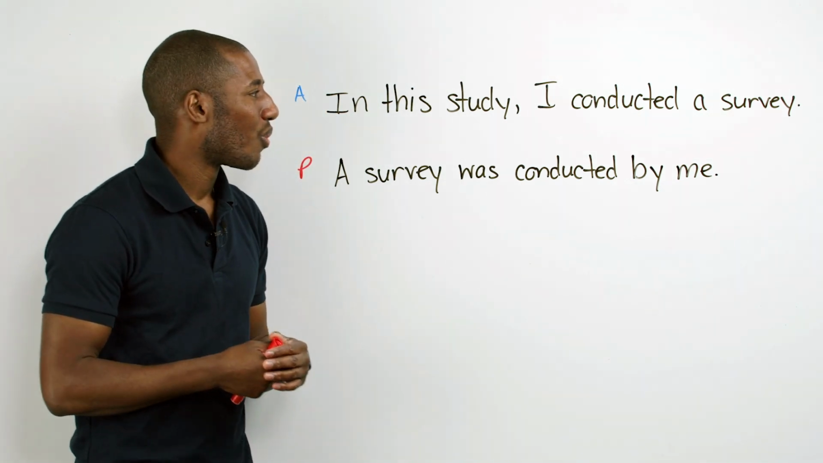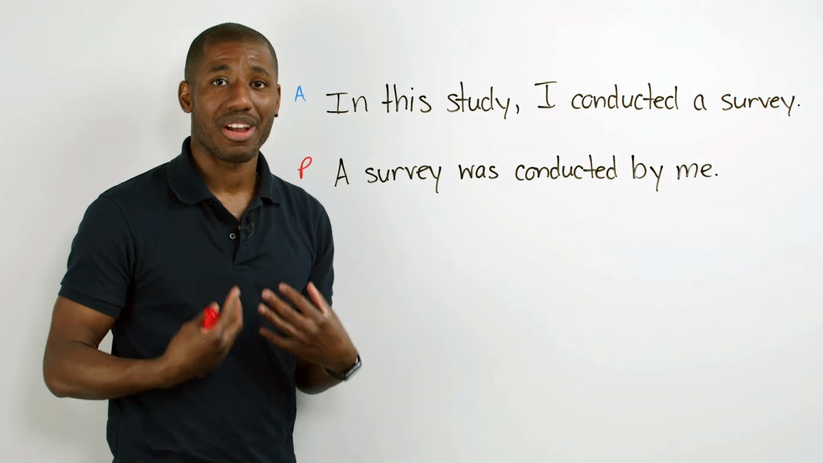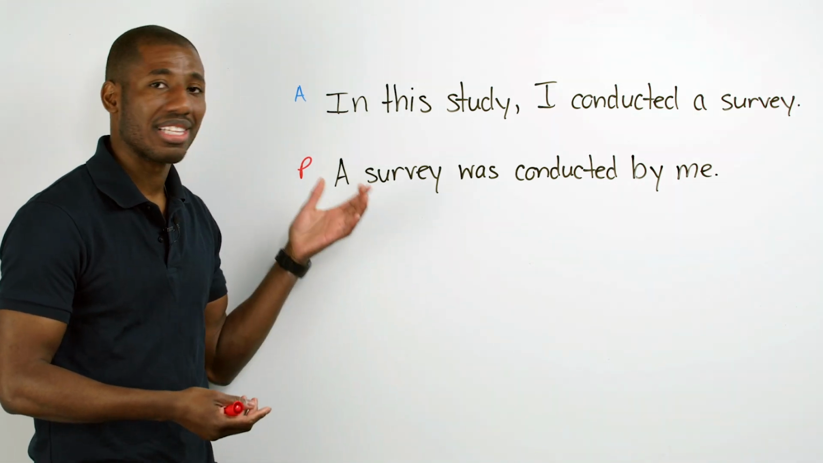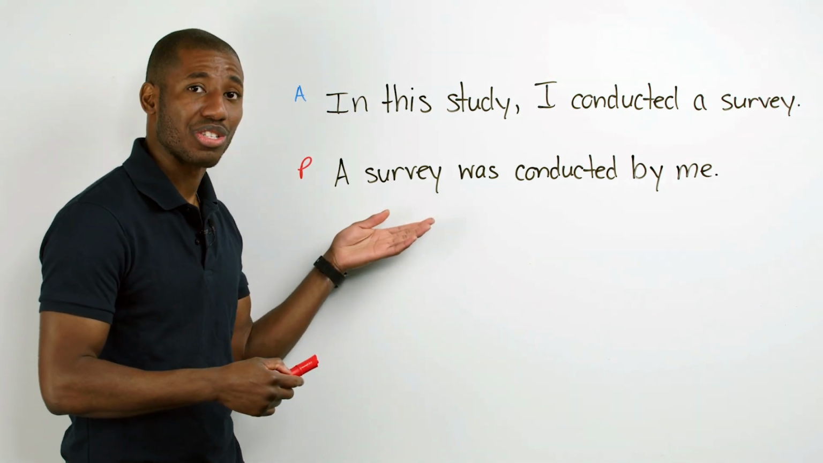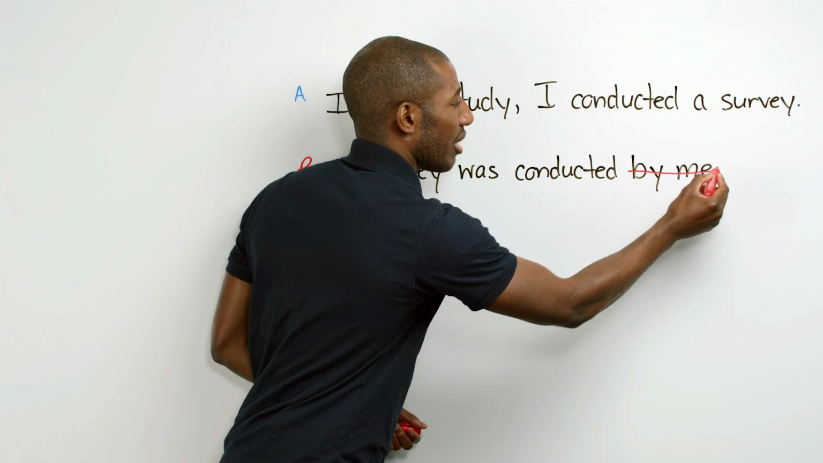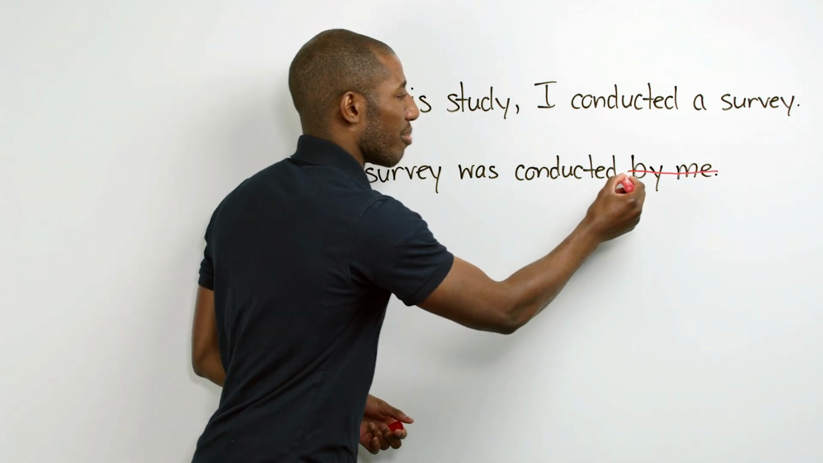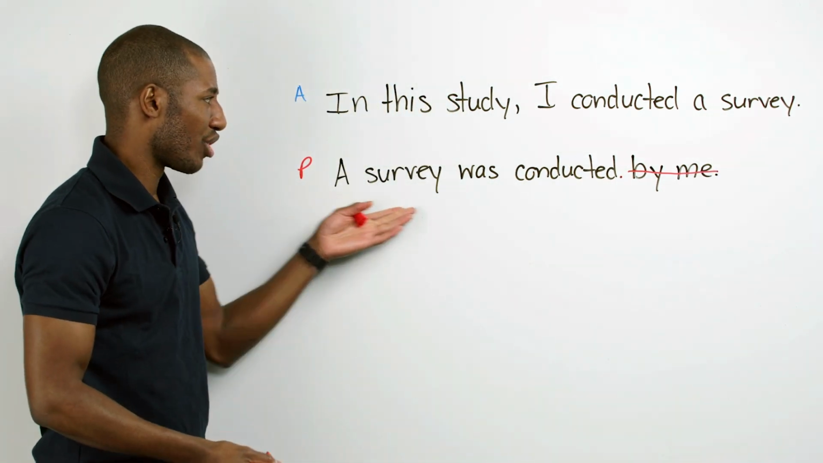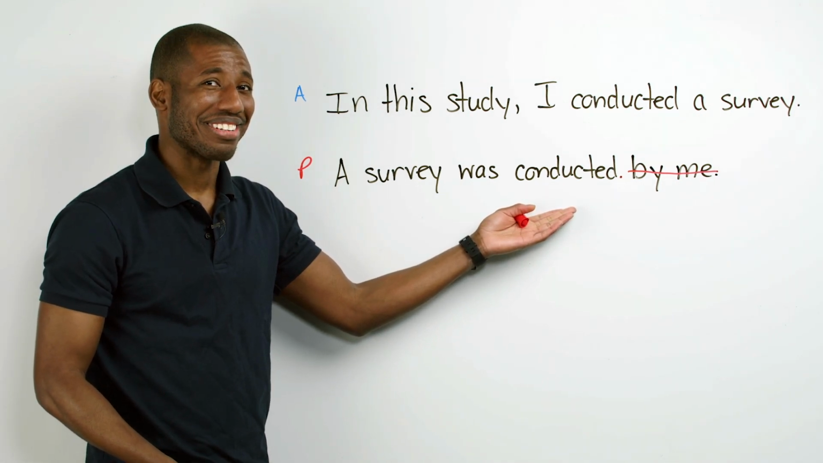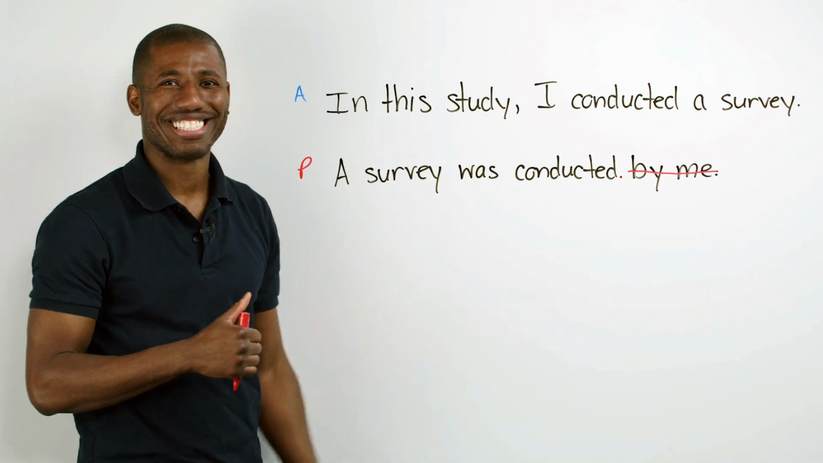Again, we want to avoid using words such as I or me because we are not the focus. We want to focus more on the topic, and in this case, the survey. So we're going to cross out by me, add a period, and have: a survey was conducted. Now that sounds great. Let's move on.